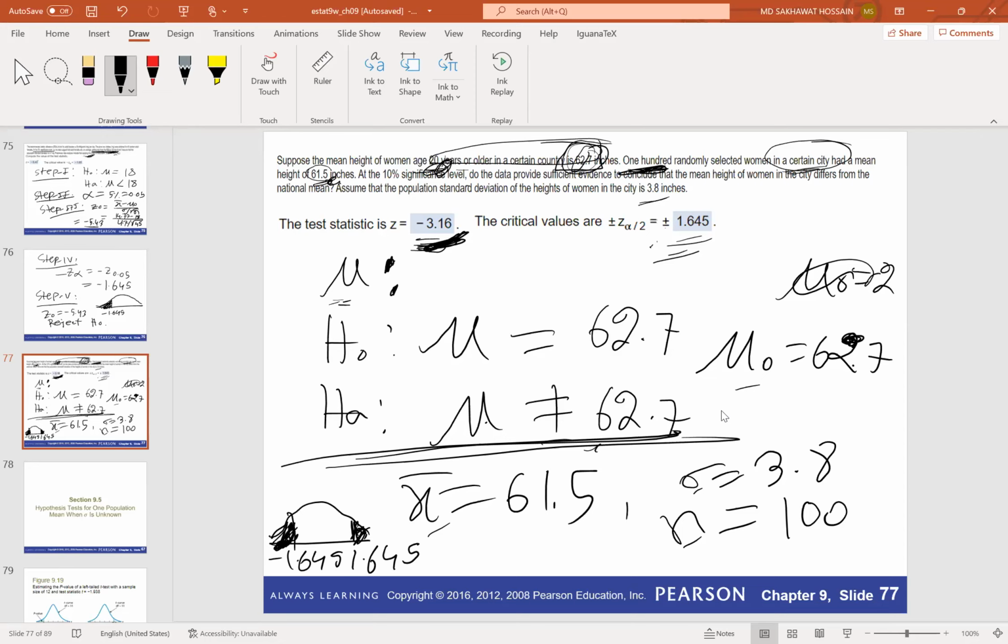So since we reject the null hypothesis, our conclusion should be: at the 10% level of significance, the population mean, or the average height of women who are 20 years old and living in that city, is different from the national mean. That's when it's different from 62.7.